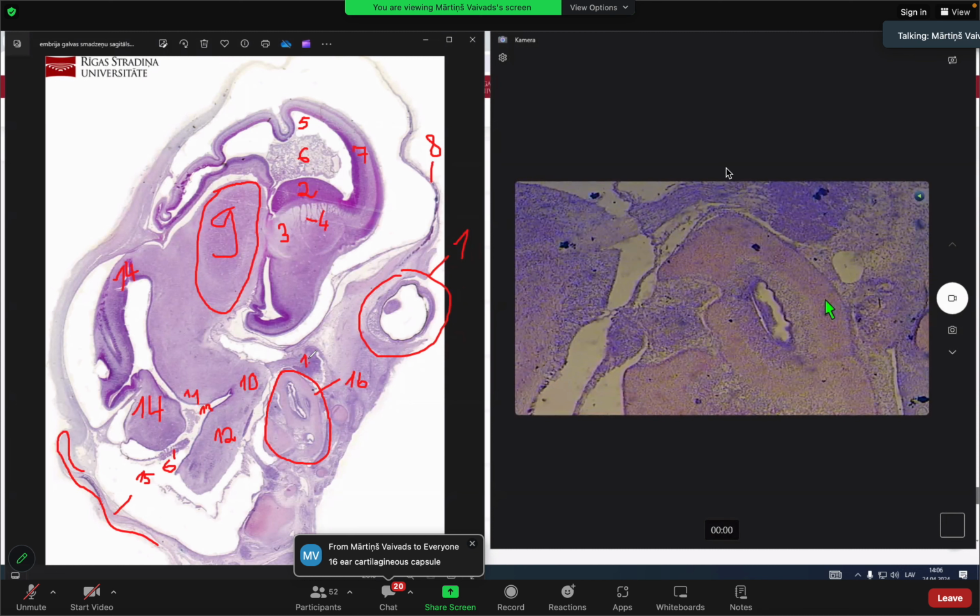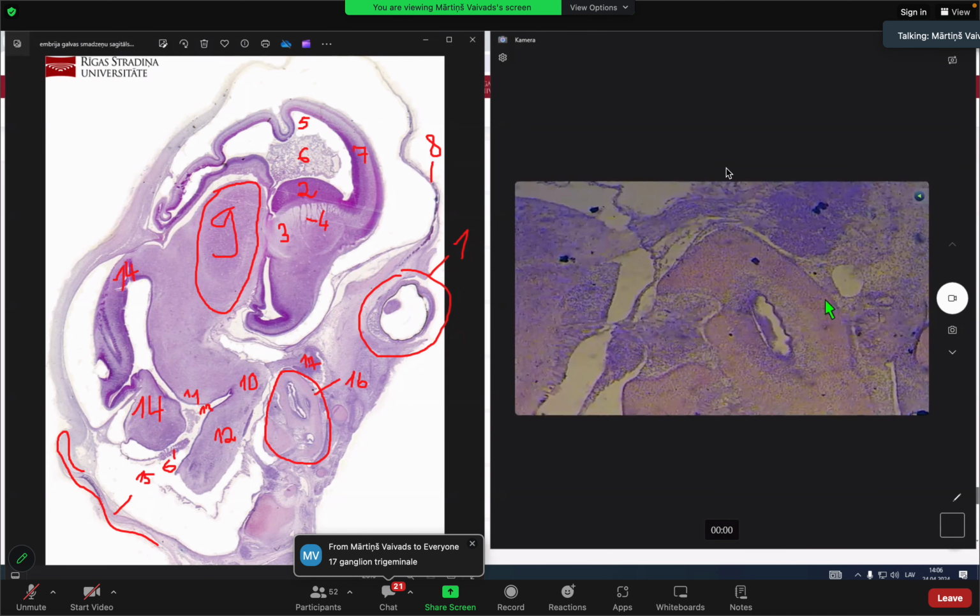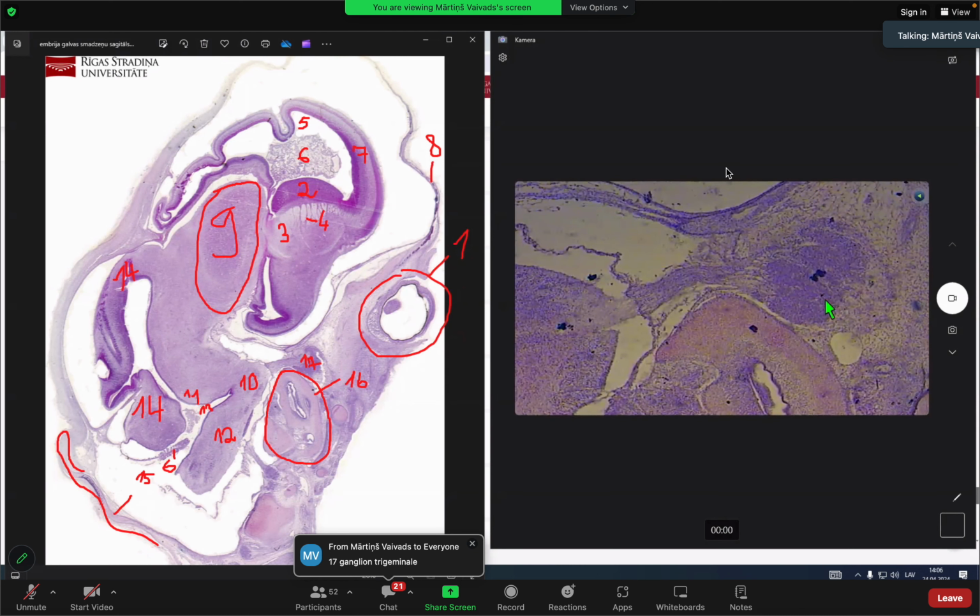And final structure, 17. This is the trigeminal ganglion here on top. You see, this is the ganglion that comes from the fifth cranial nerve. So this is visible here. There are some additional variations between the slides. We can talk about them during consultation times before the colloquium.